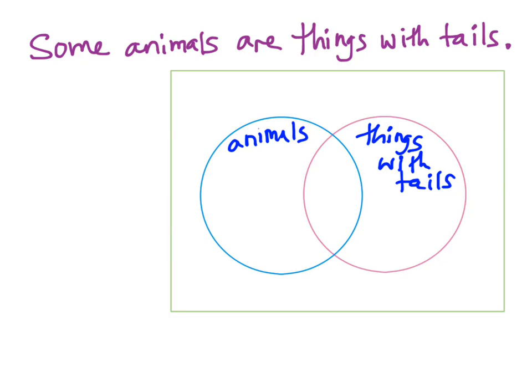So we've shown that there could be some overlap between animals and things with tails, but our statement is going a little bit further than that. It's saying that some animals are things with tails. There are some members of the set animals that are also members of the set things with tails. So this is where we use an X to indicate that. We just want to show that there is something in that overlap there. There is an animal with tails.